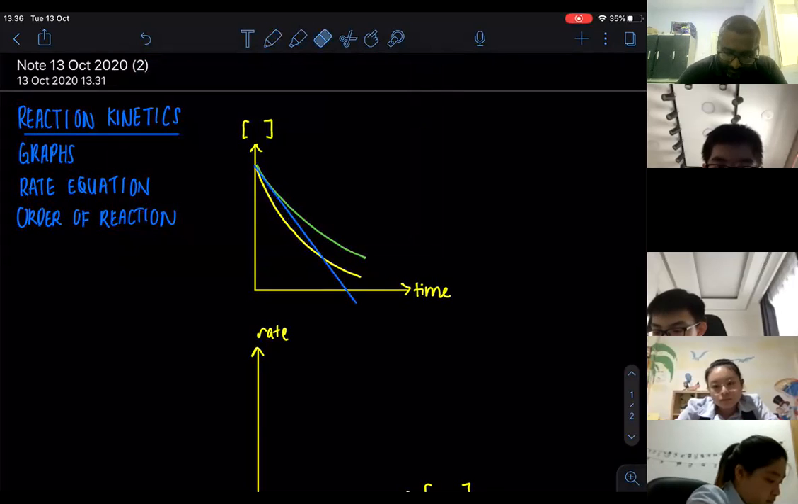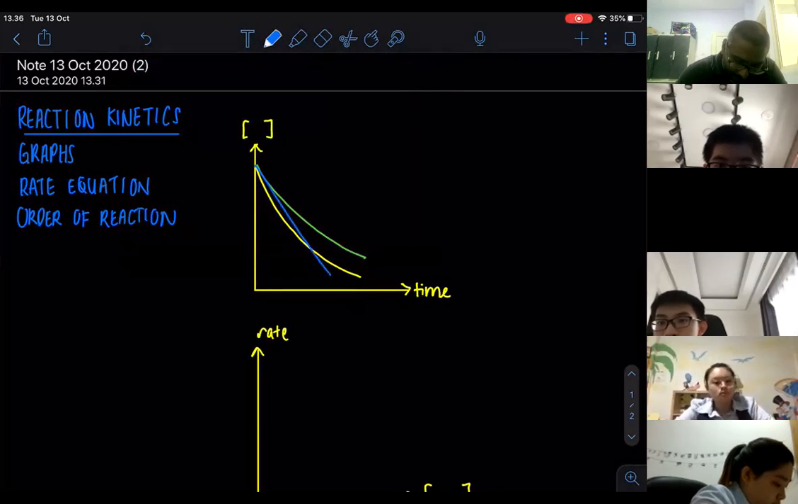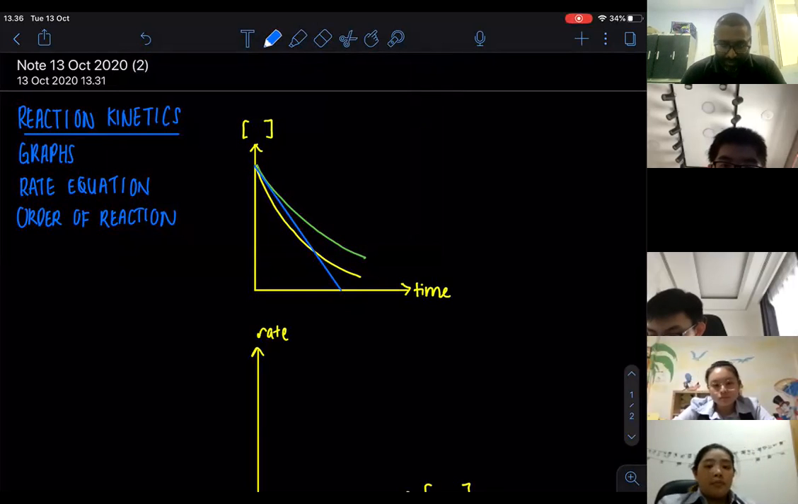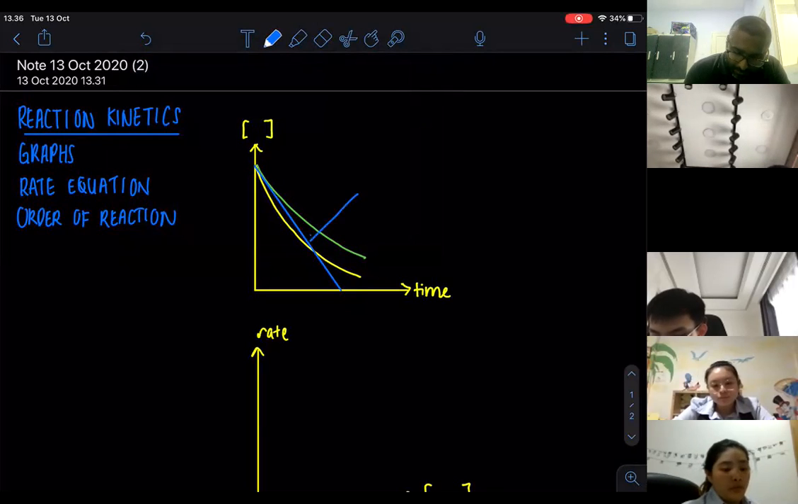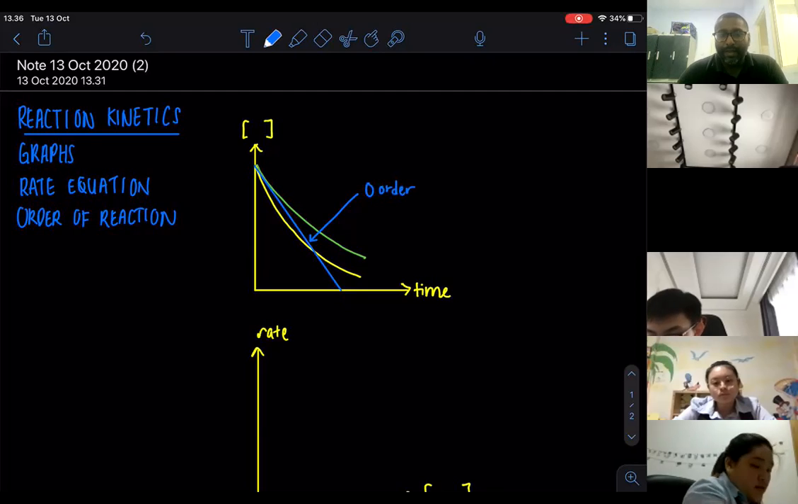So definitely there is no negative, up to here. If I put it down, which one is which? Always remember, the blue one is known as the zero order reaction.